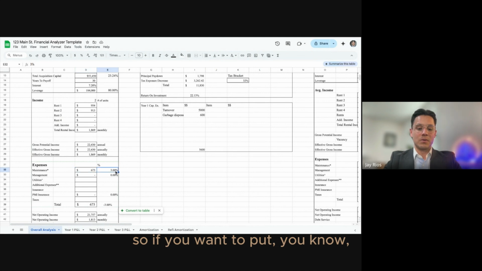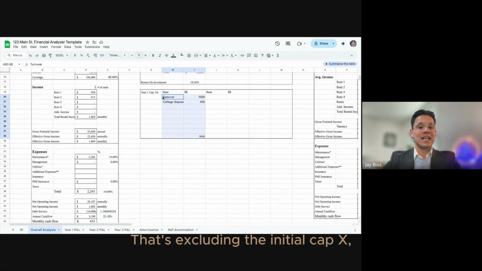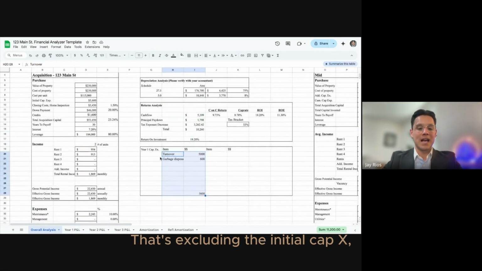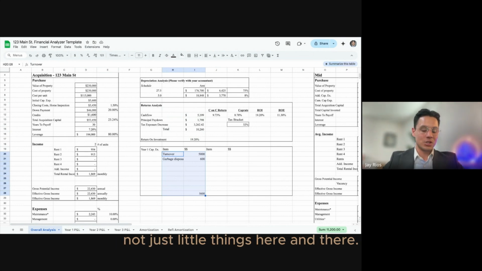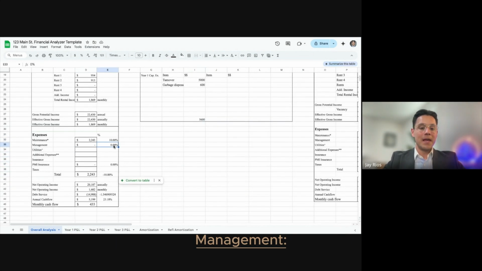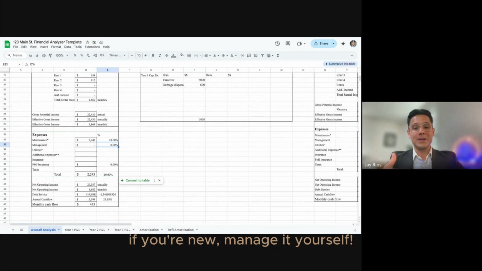So if you want to put 10% of what you'd be making, you have to spend $2,200 on it. That's excluding the initial CapEx, because the capital expenditures should really be for asset improvements, not just little things here and there.